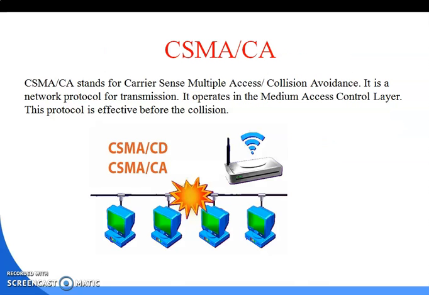So today we are looking at CSMA/CA. It is a protocol that stands for Carrier Sense Multiple Access with Collision Avoidance. It is a network protocol for transmission. It operates in the medium access control layer, and this protocol is effective before the collision. This is collision avoidance, that means how to avoid the collision.